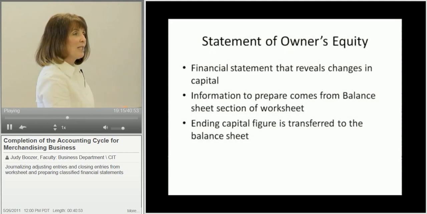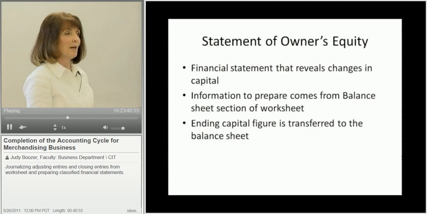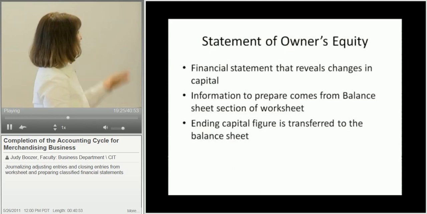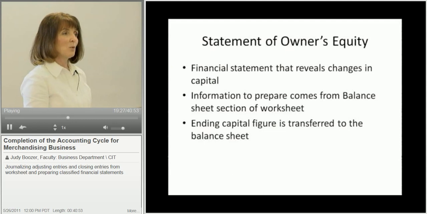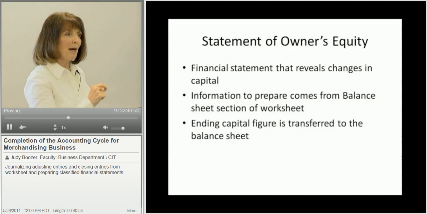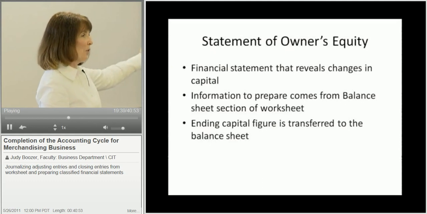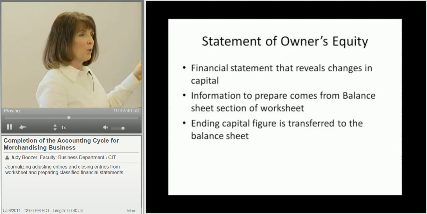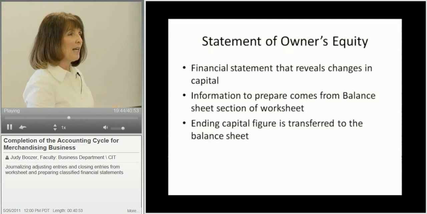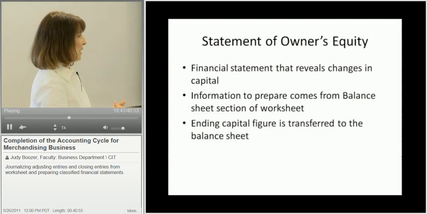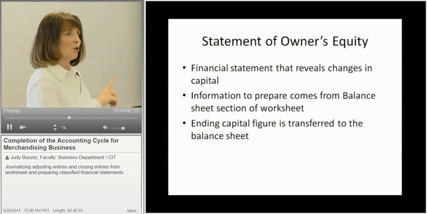And that results in either an increase in capital or a decrease in capital, depending on what you have and how much the withdrawals are. So that's going to be pretty much the same as it was done before. And then that new capital amount, after we figure this, is the one that you're going to put on your balance sheet. You're not going to pull that amount that you see under capital on the worksheet, because that does not include the things that affect it, like income or loss or withdrawals.